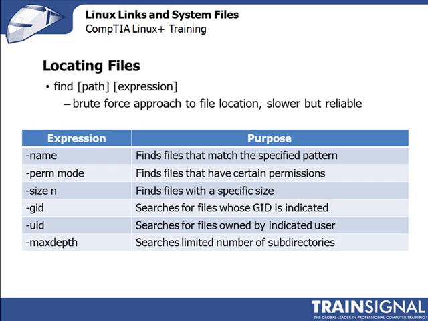The first is -name, which finds files that match the specified pattern. -perm space mode finds files that have certain permissions. -size space n finds files with the specified size as indicated by n. -gid searches for files whose GID is indicated, and similarly -uid searches for files owned by the indicated user. -maxdepth searches a limited number of directories. On the next slide, we'll talk about some additional file searching tools.